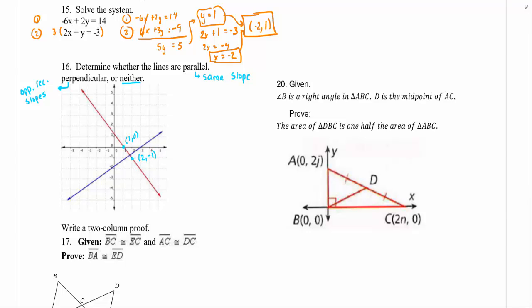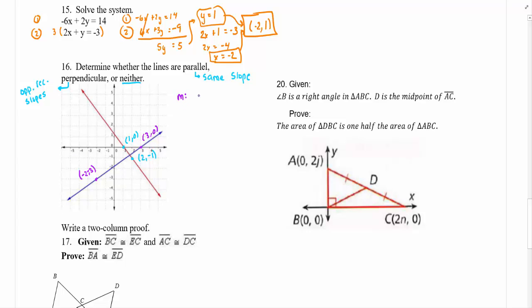The other one, I'll do a different color. Let's say it goes through 3, 0, and say this point right here is negative 2, negative 3. So what I would be doing is finding my two slopes. So let's find those slopes.